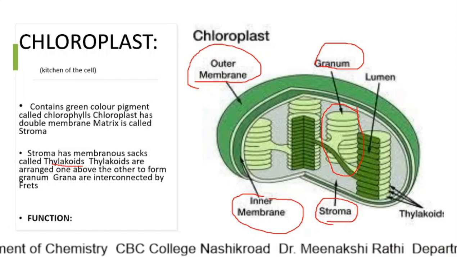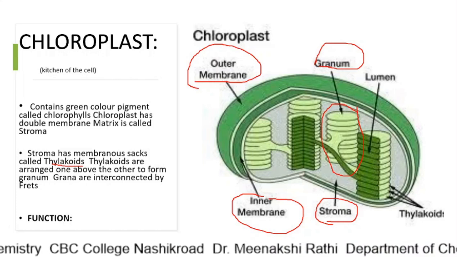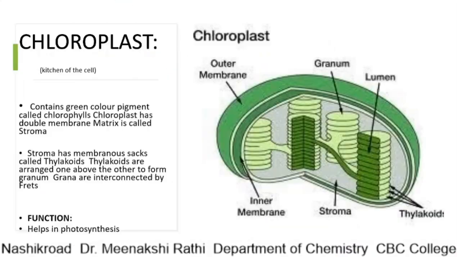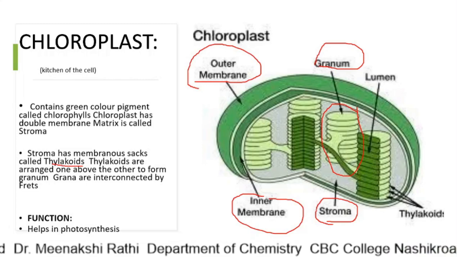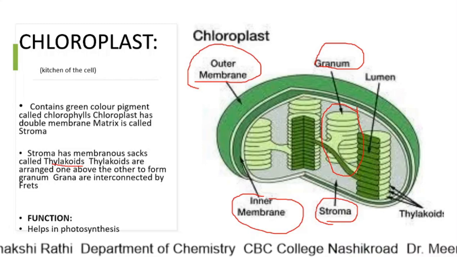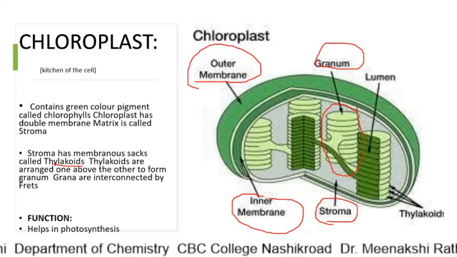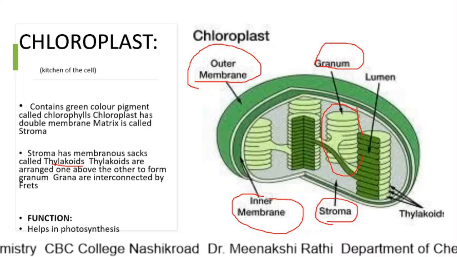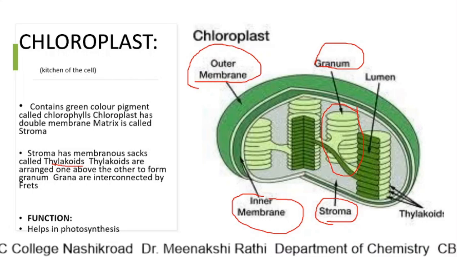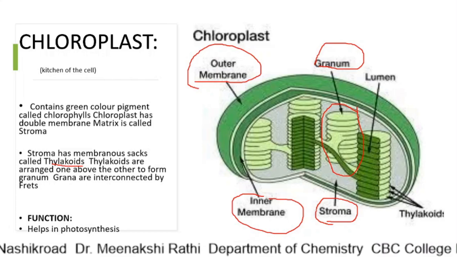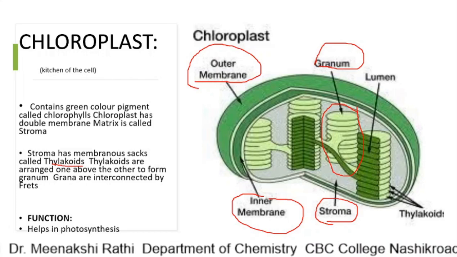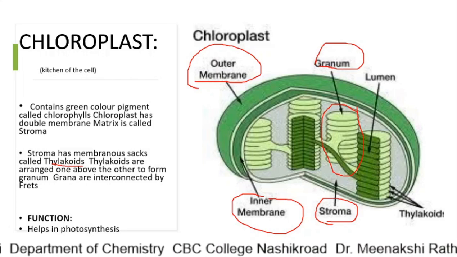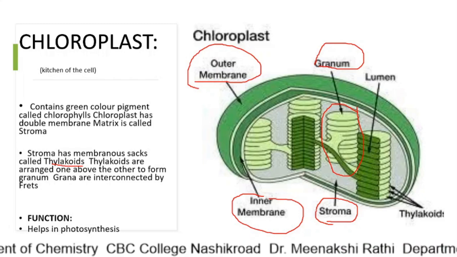Now, the main function of chloroplast, as I already told you, is that it is the kitchen of the cell. So it helps in photosynthesis. The light reaction takes place in grana and the dark reaction in stroma. Chloroplast absorbs light energy in the form of photons and uses it for the conversion of ADP to ATP, and hence helps in photosynthesis. Chloroplasts are absent in animal cells and hence animals cannot generate their own food. Plants can do this.